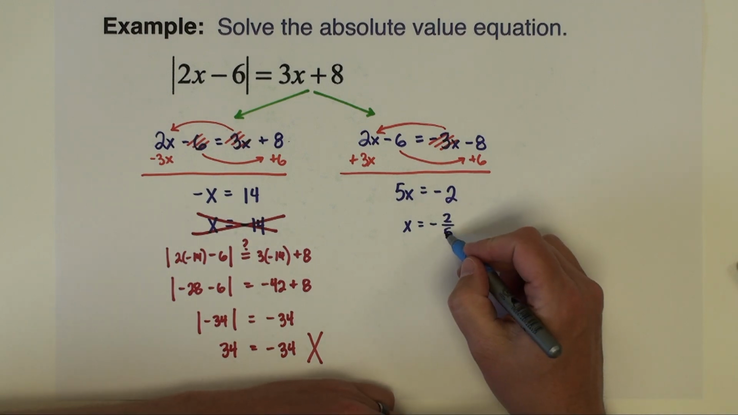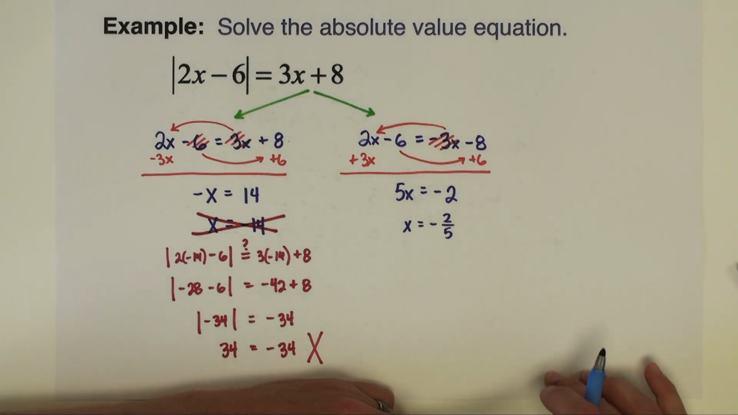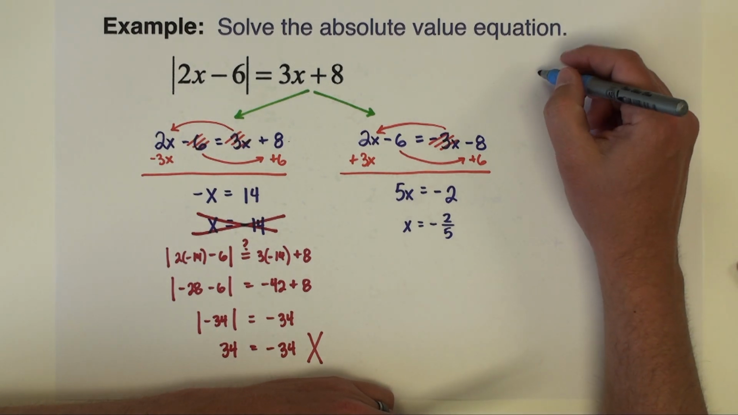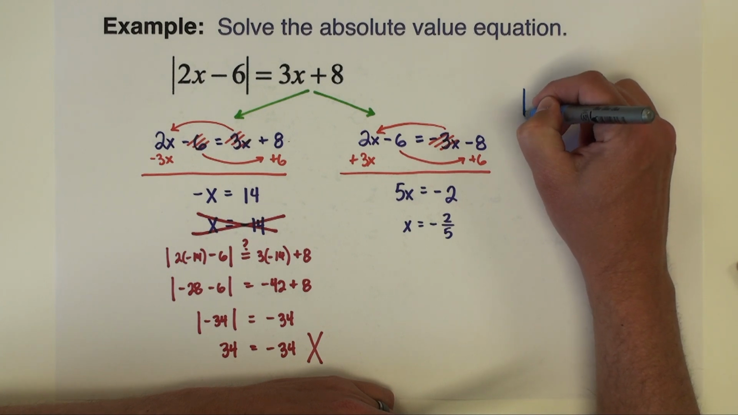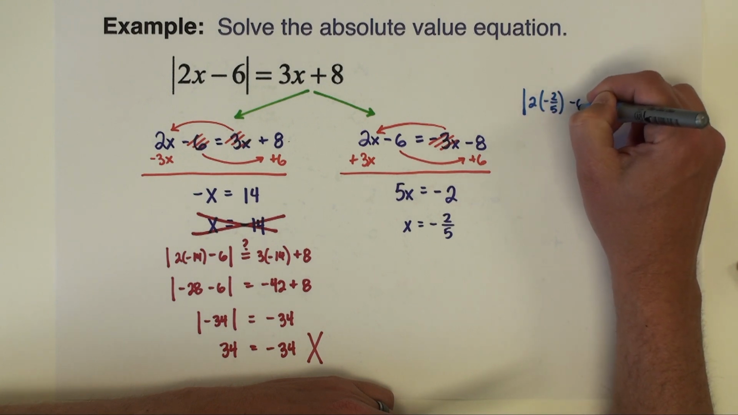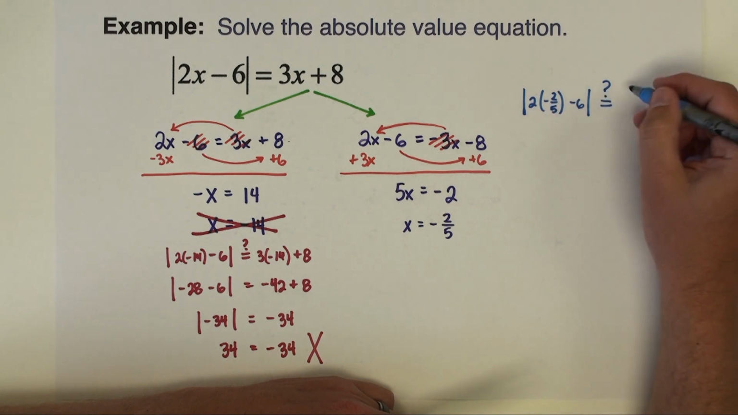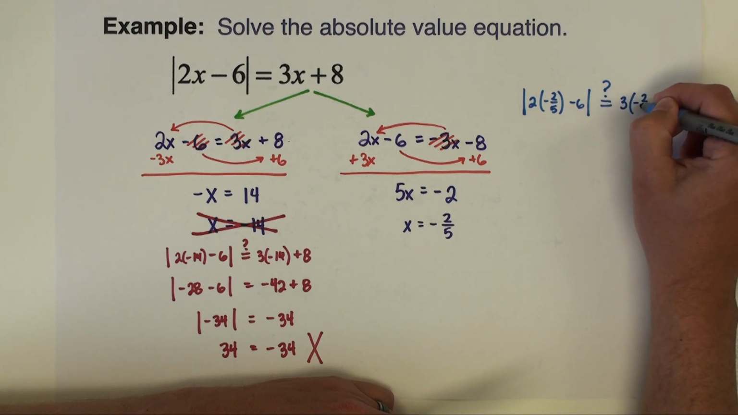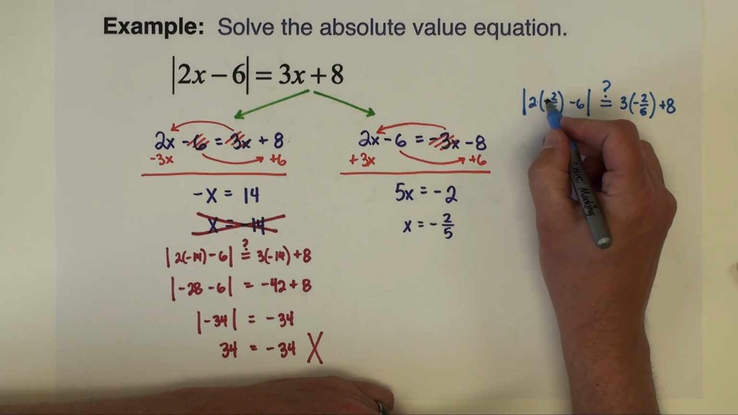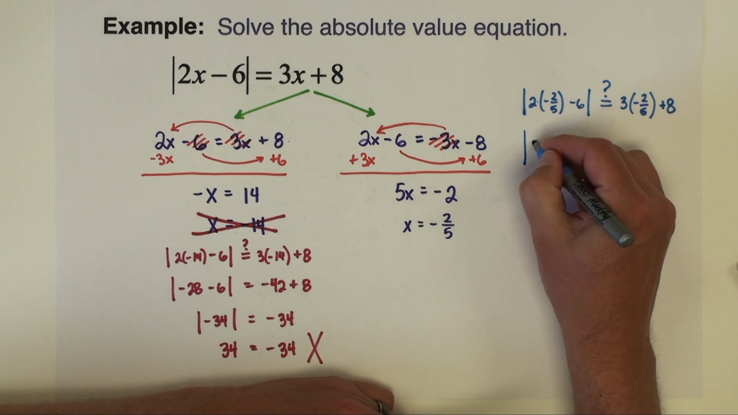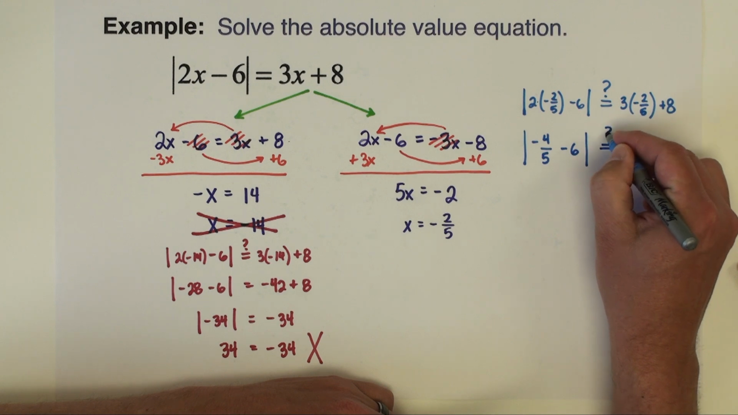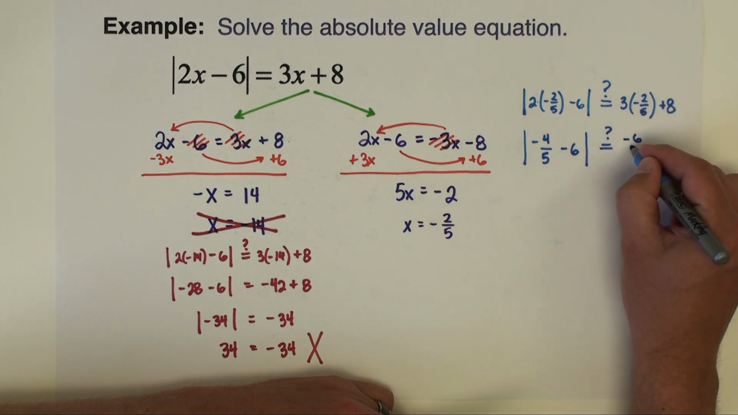The second one, the fraction over here, I'm going to do that over to the side so I've got more work room to show this out, because I think checking the fractions can be a little bit tougher sometimes. So let's see, we're going to do absolute value 2 times negative 2/5 minus 6. Does that equal 3 times negative 2/5 plus 8? Okay, multiplying right here inside the absolute value bars, I have negative 4/5. And then multiplying here, we have negative 6/5.